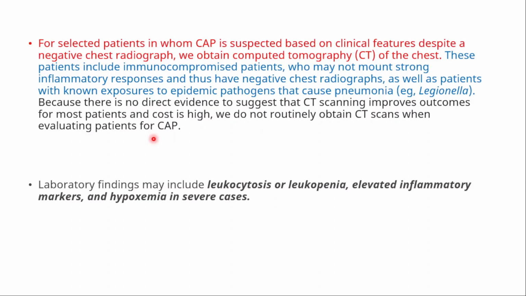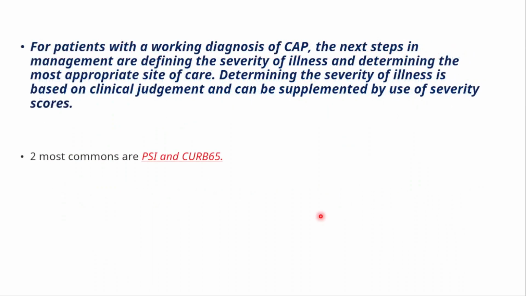And laboratory findings we see while diagnosing community-acquired pneumonia are leukocytosis, high white blood cell count, or low white blood cell count, leukopenia, elevated inflammatory markers, and hypoxemia, low oxygen levels in severe cases. For patients with a working diagnosis of community-acquired pneumonia, the next steps are defining the severity of illness and determining the most appropriate site of care.